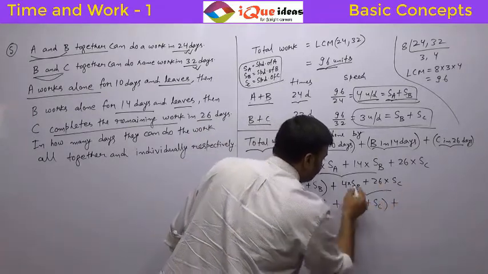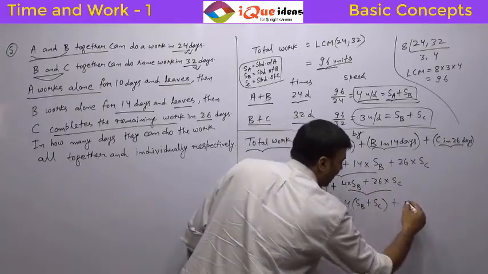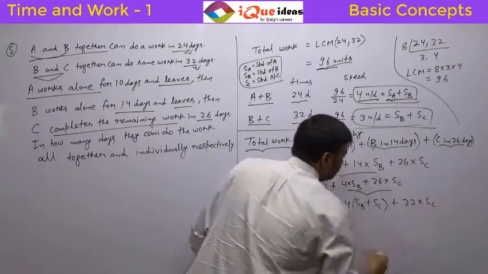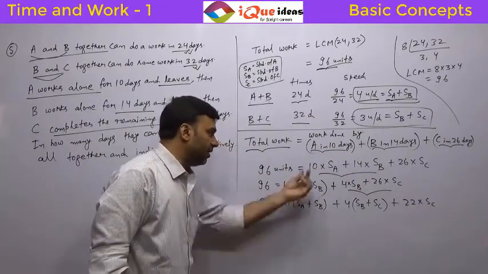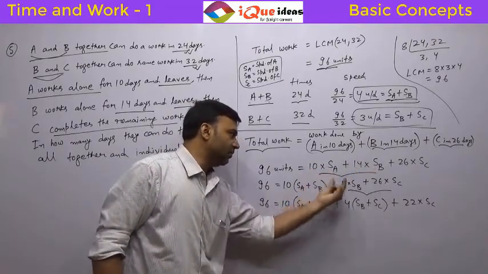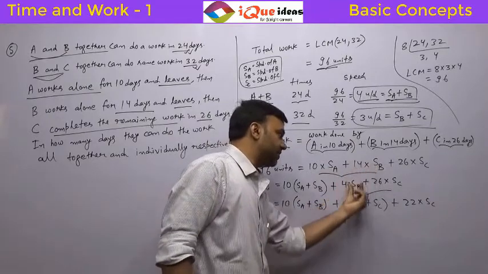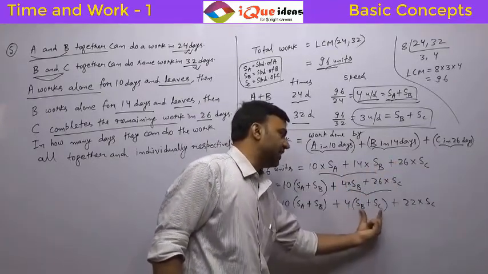So how much will remain? 4 times SB is gone. 26 times SC. Out of that 4 times SC is gone. So we have 22 times SC. Right? This is a simple rearrangement that we have done. 10 times SA plus 10 times SB is here. So this is gone. Out of this 10 is gone. So 4 is remaining. So out of this 4 and out of this 4, we combine them together to form 4 times (SB plus SC).